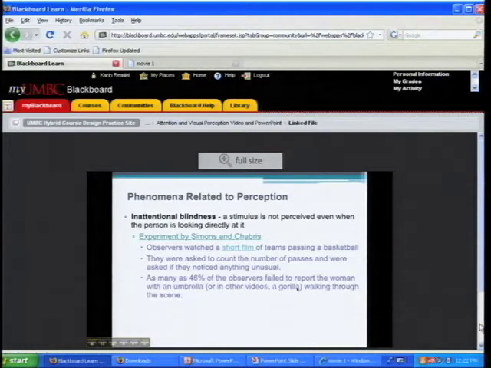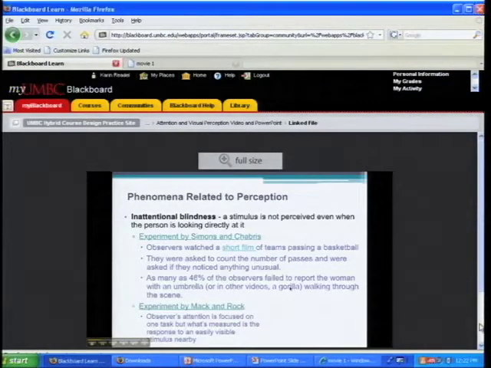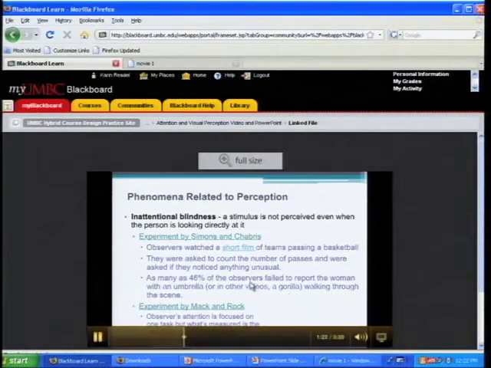The results showed that in both cases, as many as 46% of the observers failed to report either the woman or the gorilla. That's a pretty high percentage of people who didn't notice something directly in the middle of a scene. In a related experiment by Mack and Rock, observers were asked to point and make a decision.